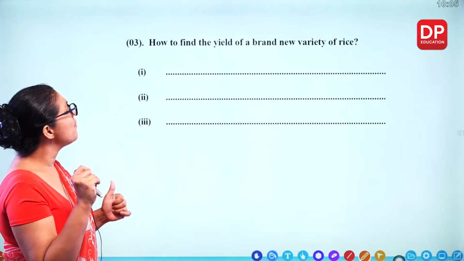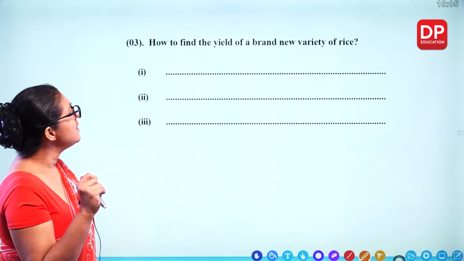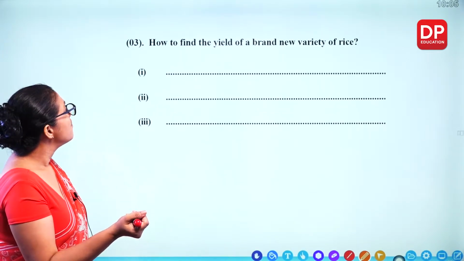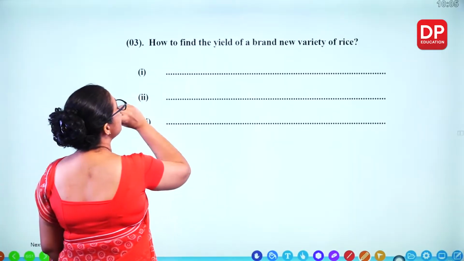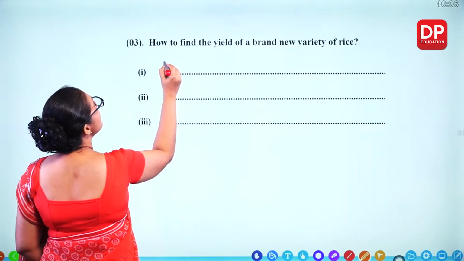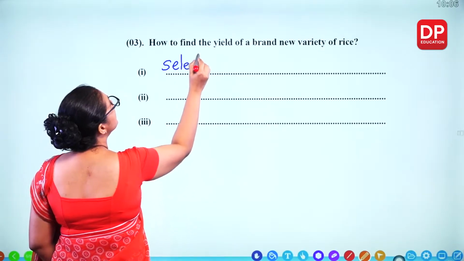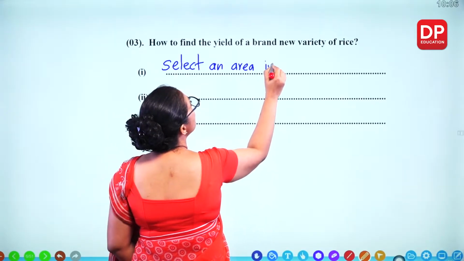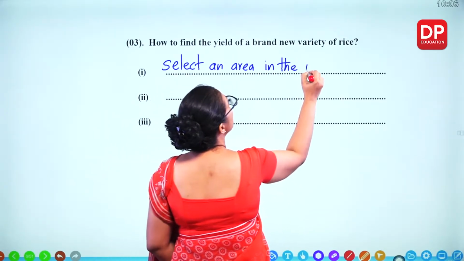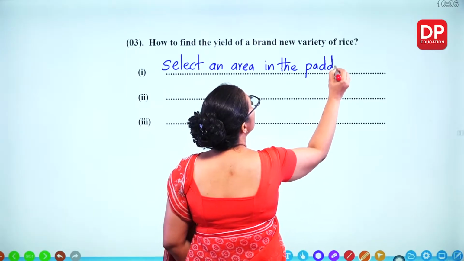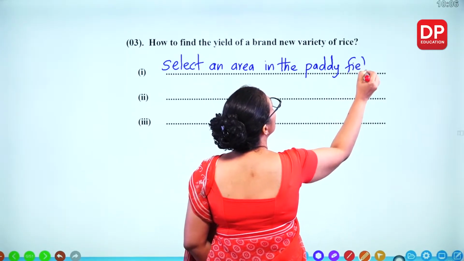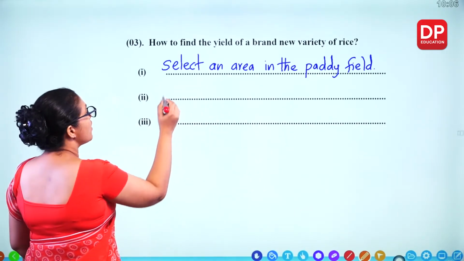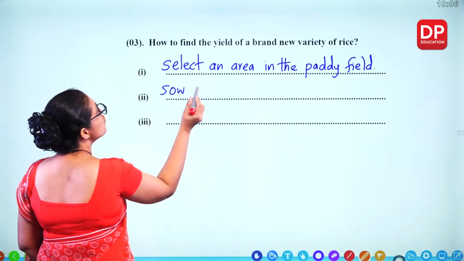So what's the first step you can do? You can select an area, and first thing you can select the area. Select an area in the paddy field. And then you can sow paddy.